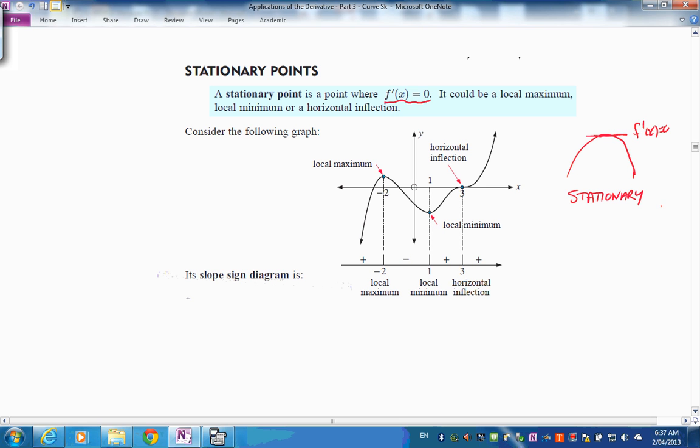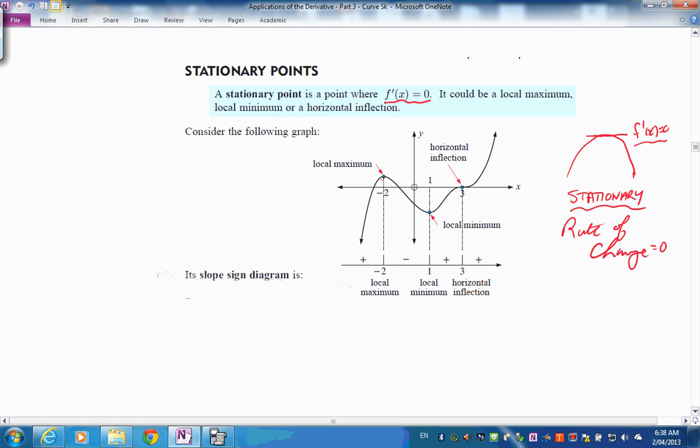f dash, the value of the derivative, gives you the rate of change. Oh, that's where we get stationary. Because if f dash x is 0, its rate of change is 0. Switching back, and therefore it's stationary. Nothing happening, if you like. 0 rate of change. So we're actually switching back to the other interpretation of the value of the derivative.